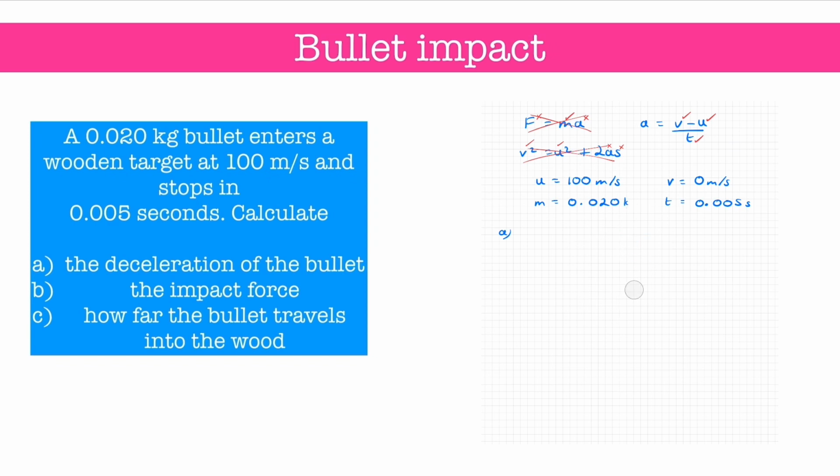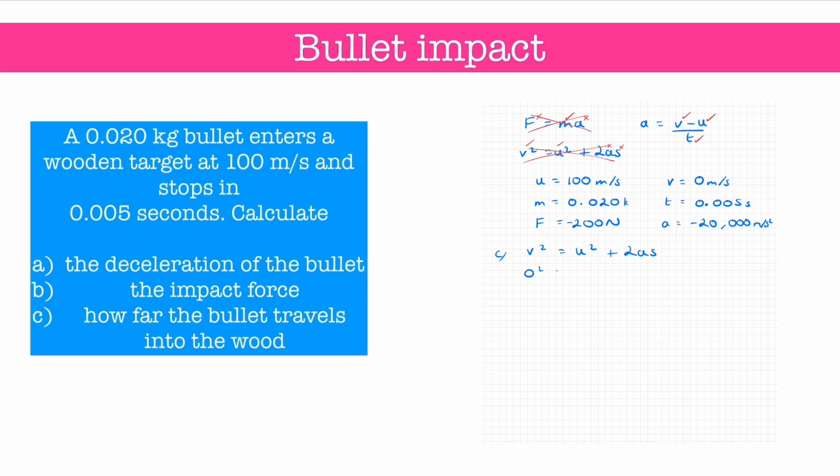the problem. For part C, we now have all the values that we started with, plus a force of 400 newtons and an acceleration of minus 20,000 metres per second squared. To get the distance travelled into the wood, we can now use the motion equation, the only one we haven't used so far, as we know v, u and a now, and only have to work out s. Write out the equation and then substitute in the values.